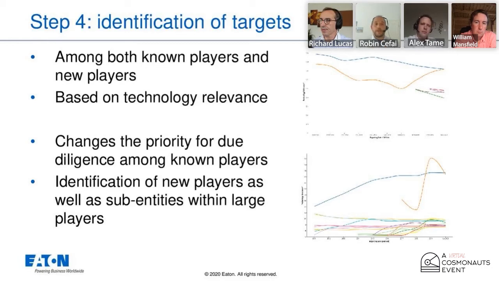And this basically allowed us, among the known players and the new players, based on the technology relevance, to identify and shuffle the targets. So we identified new targets, we shuffled the priorities for existing targets, and we identified new players as well as what I call sub-entities within large players, which is that example of a lab within a large company, because you have those massive companies that operate in silos and it's very hard to find a full view. But actually with that, we were able to approach them. And even the people in the other regions, when we approached them, didn't know that they had this R&D project going on in the region we were interested in for an acquisition.